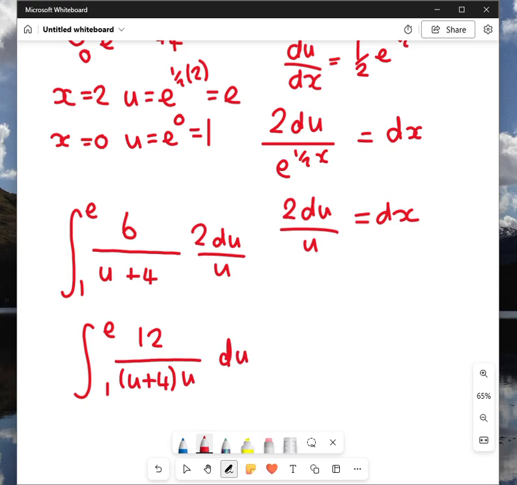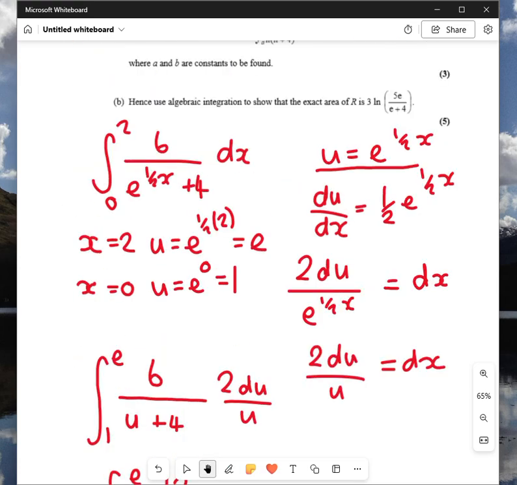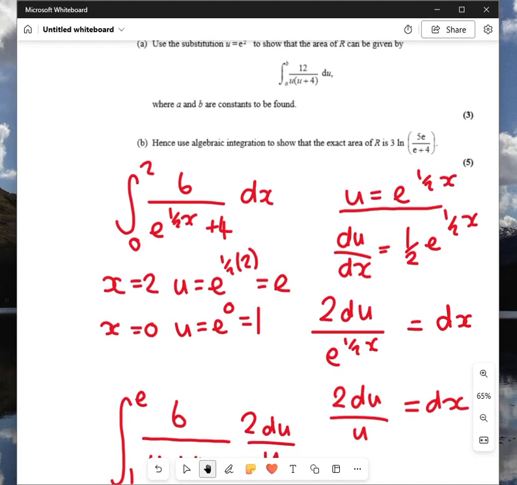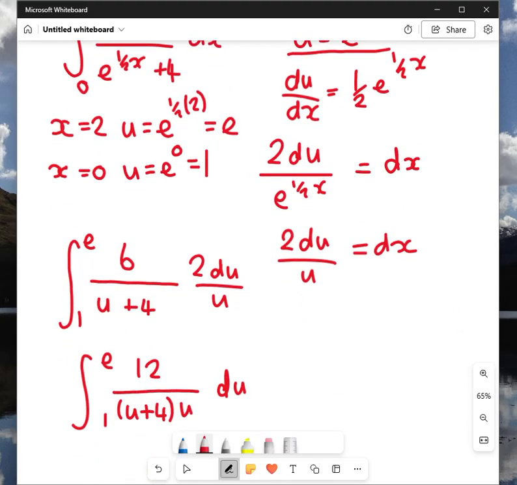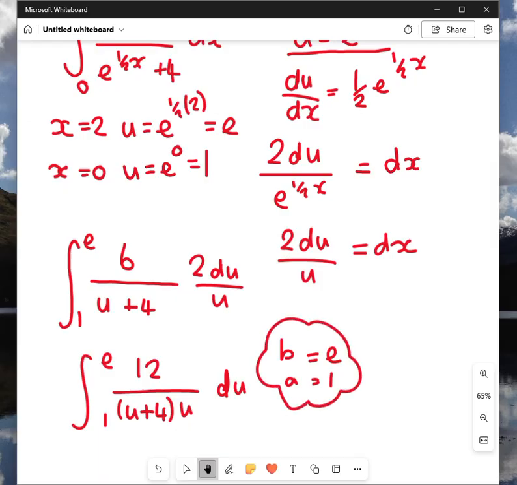So I believe that is what we wanted. If I check the first bit of the question, 12 over u times u plus 4, yep. And then our limits b and a are e and 1. So we can go one step further and say, well, look, b is e and a is 1, for good measure. So that's part 1 of the question.